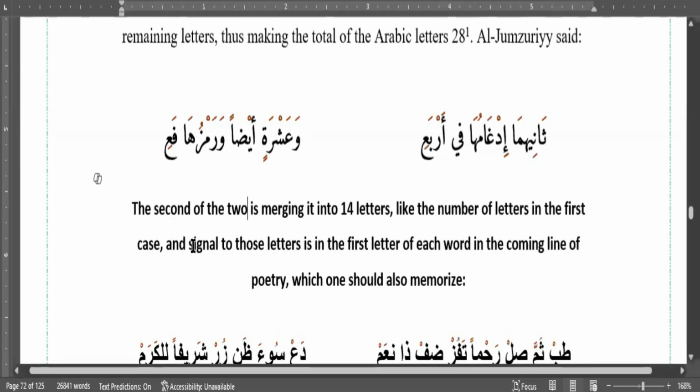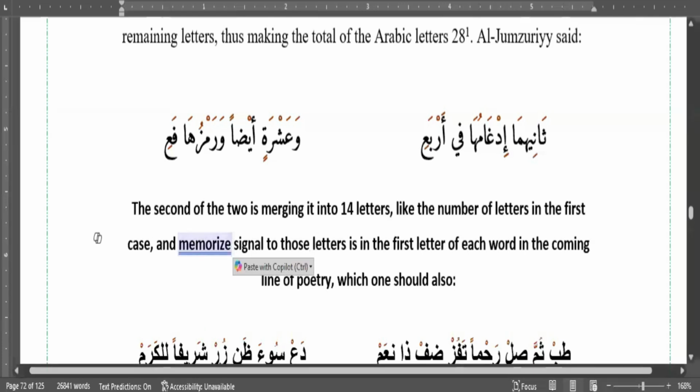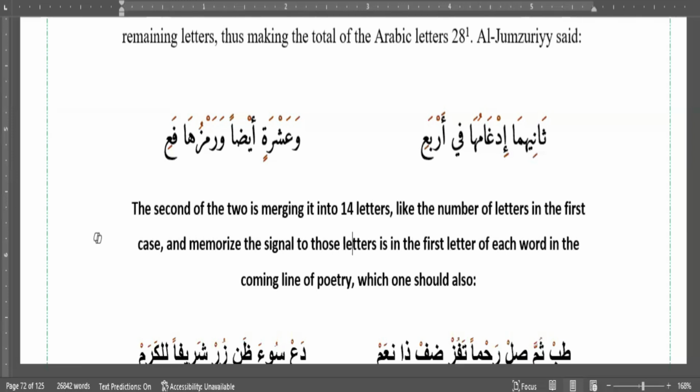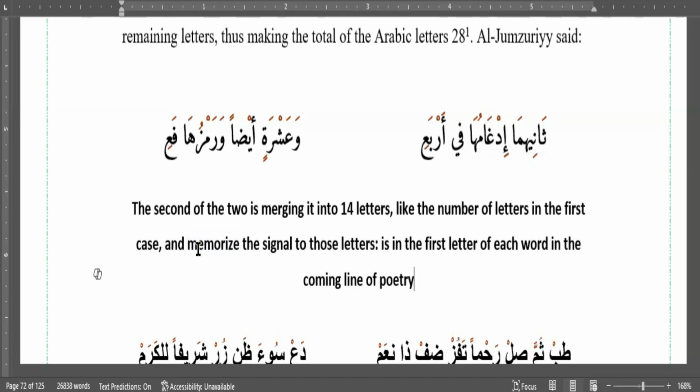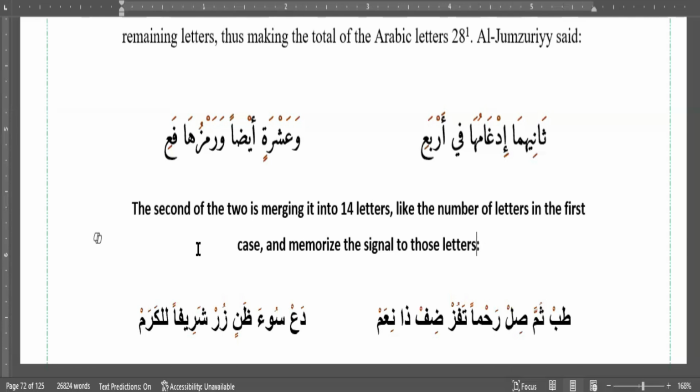So here and here, this word, memorize, and memorize the signal for those letters. And then it says, it is in the first letter of each word in the coming line of poetry. How about this goes into a footnote here: and memorize the signal to those letters. Footnote right here.